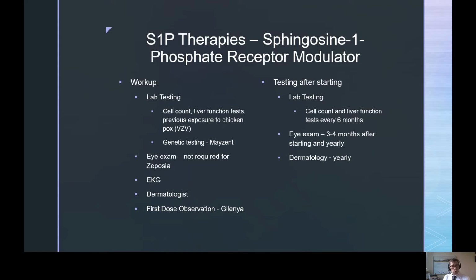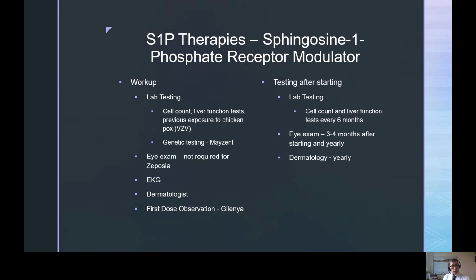We do an EKG to make sure that the heart rate is not too low. Again, if the heart rate's too low, you may not be a candidate for starting these medications. And also, if you've had any recent heart conditions or stroke within the last 6 months, these medications are not recommended. In our clinic, we also recommend patients see a dermatologist roughly around the time of starting and then yearly because of that potential risk of skin cancer.